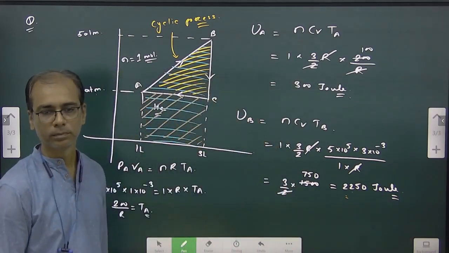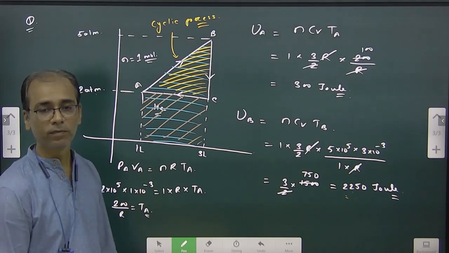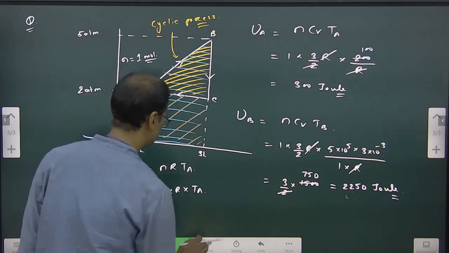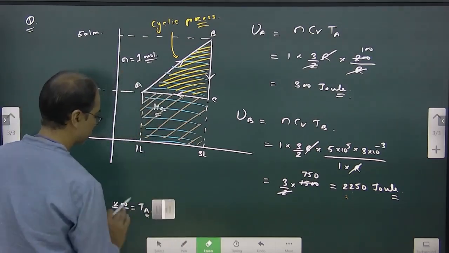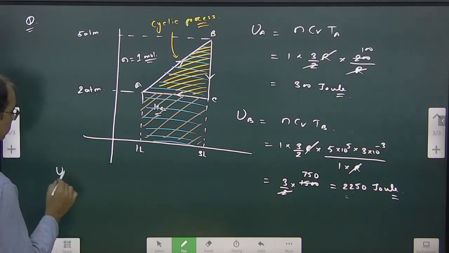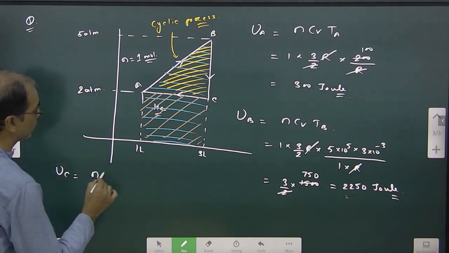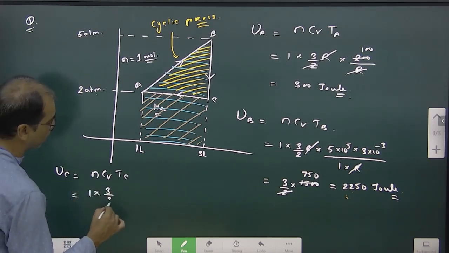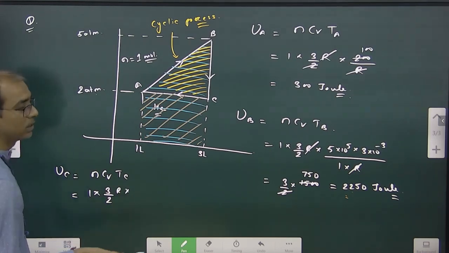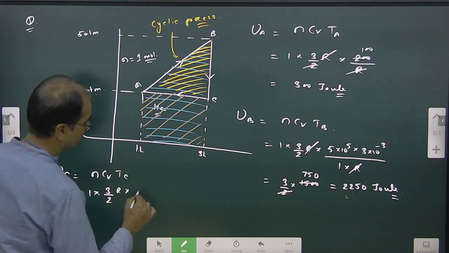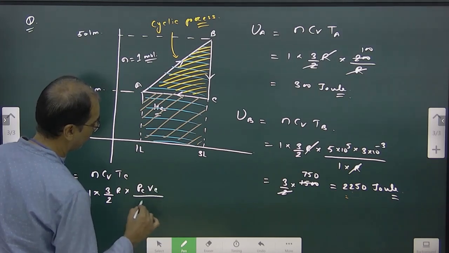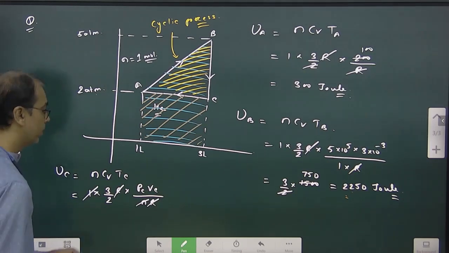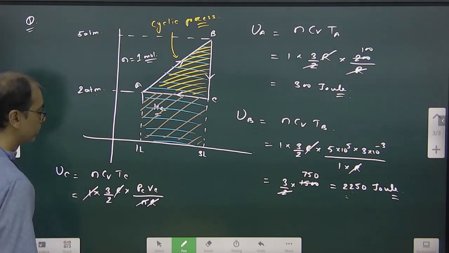UB. Correct. Same way UC we can find. Okay, UC also we can find. What is UC? Let's see. So UC is here. What is that? nCvTC. So n is 1. This is 3 by 2 R, TC, PCVC by nR. R and R cancelled, n and n cancelled. n is 1 only, right? But if n was there, still we could have cancelled it. So 3 by 2.